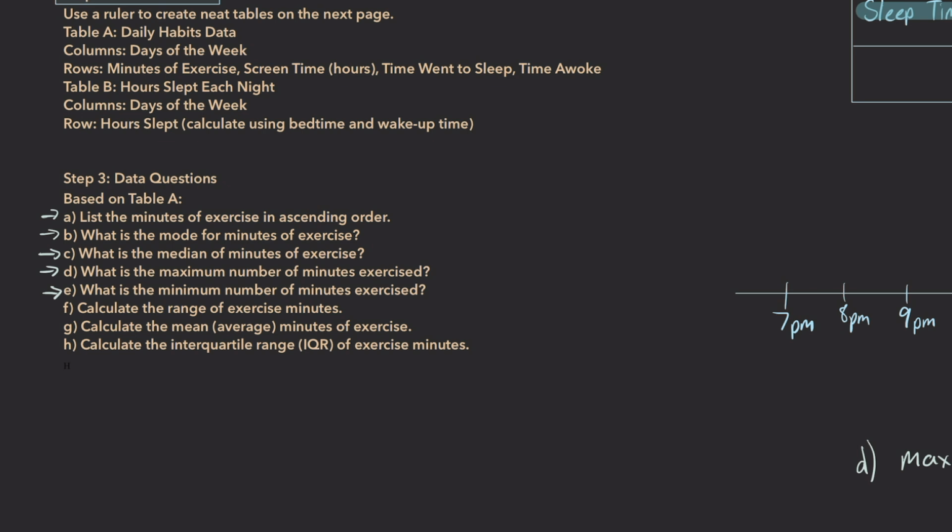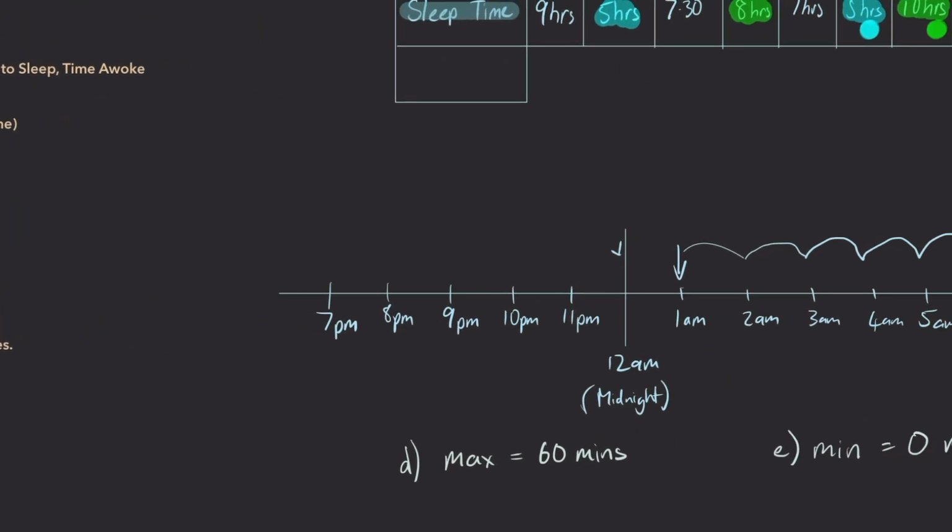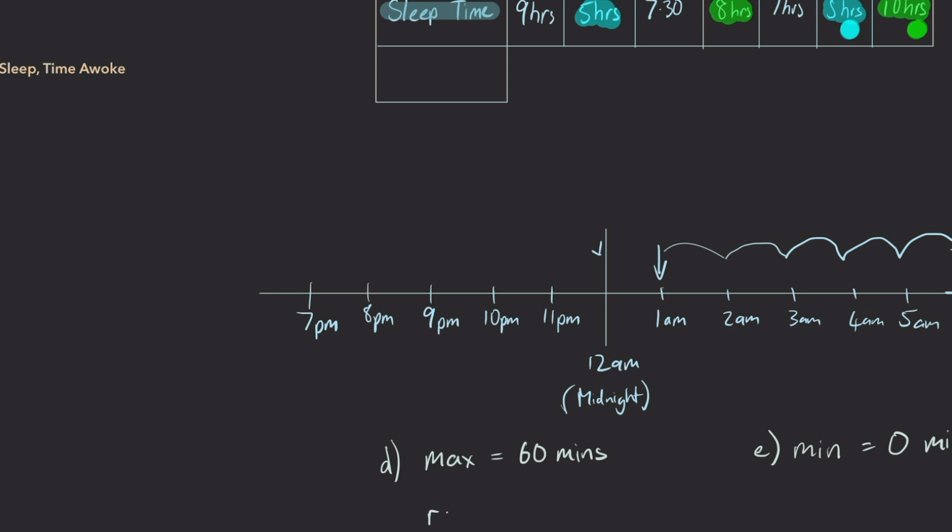The range means taking the smallest from the biggest. So F is range. And we go 60, take away 0. So our biggest take away our smallest. And in this case, 60 take 0 is still 60. So range is still 60 minutes.